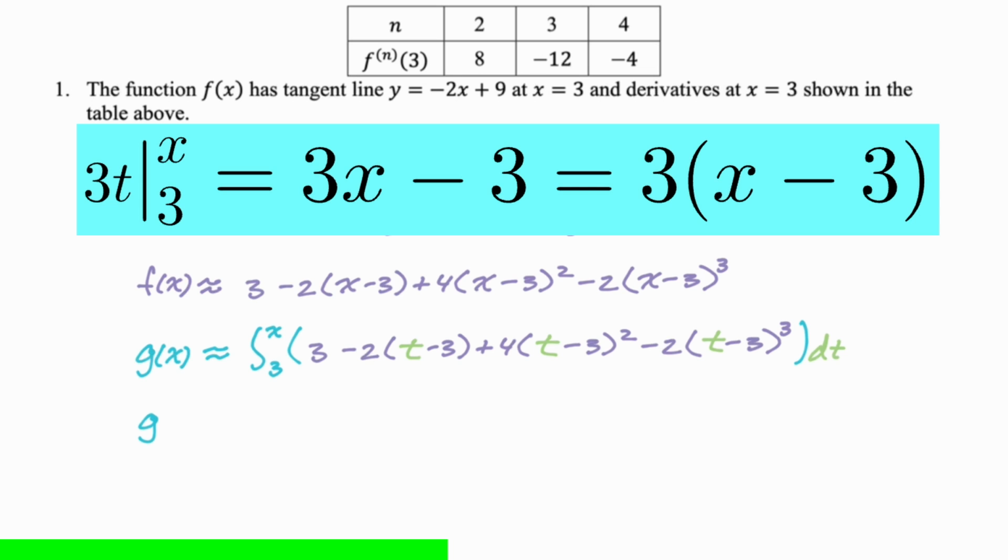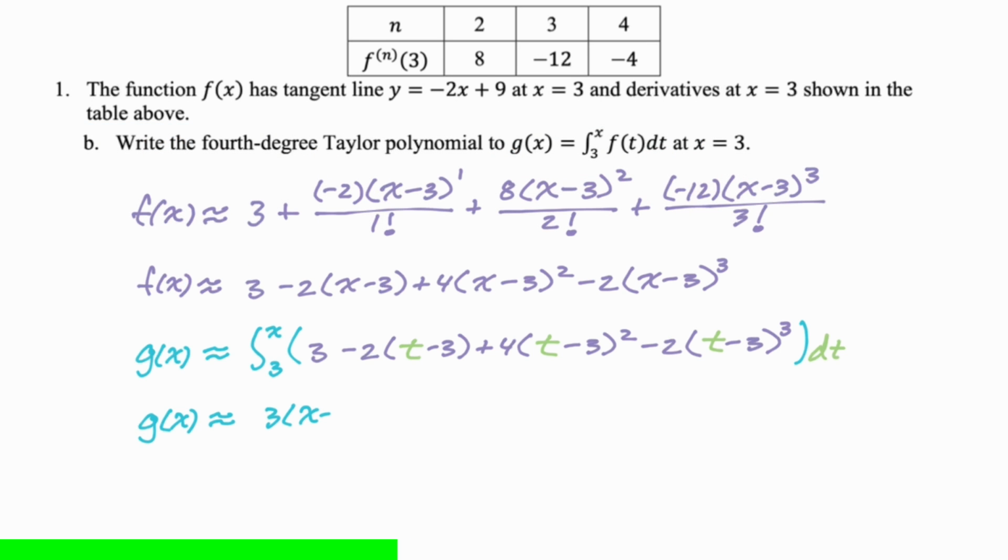So the first term of this, as we integrate it, is actually just going to be 3 times the quantity x minus 3. All of the other ones, you're just adding 1 to the power and multiplying by the reciprocal. It's the beauty of power series, that you just use the power rule. You reverse the power rule to integrate them. So plus 1 times the reciprocal gives us negative 2 over 2, and then the quantity t minus 3 squared. And then you're going from 3 to x. So you plug in x, you plug in 3.